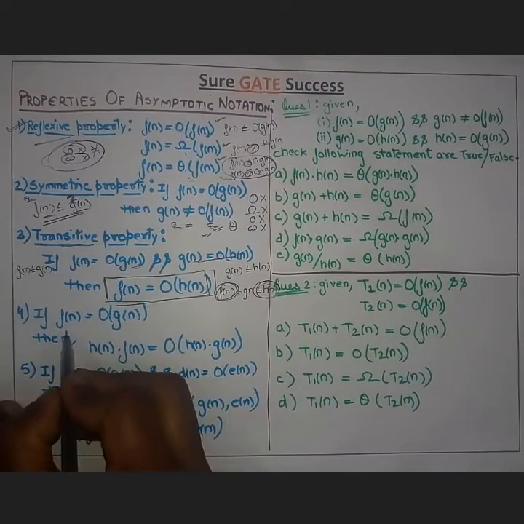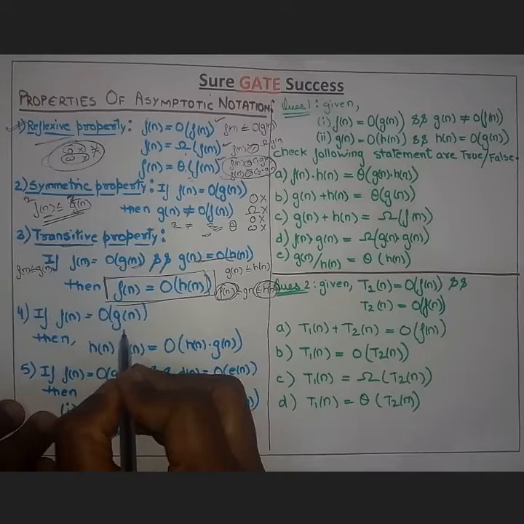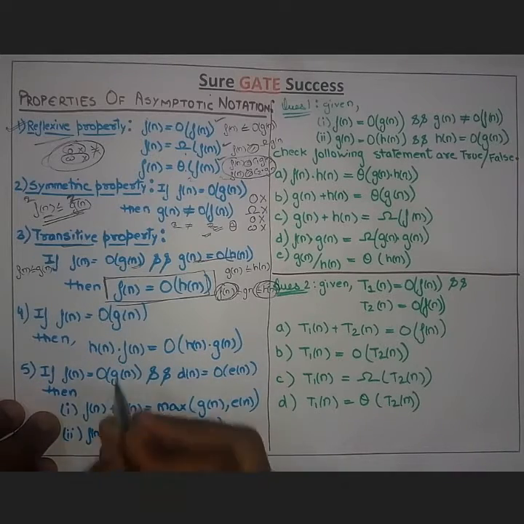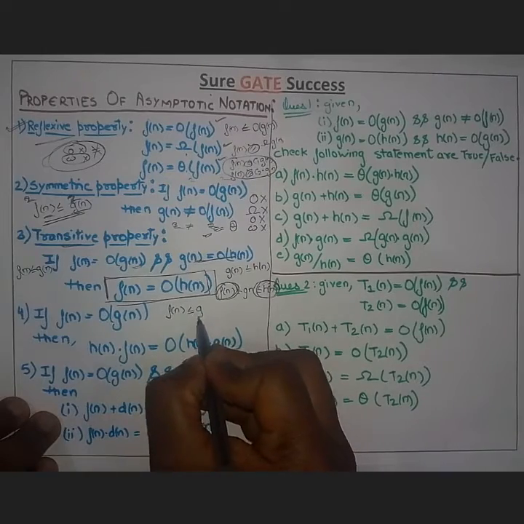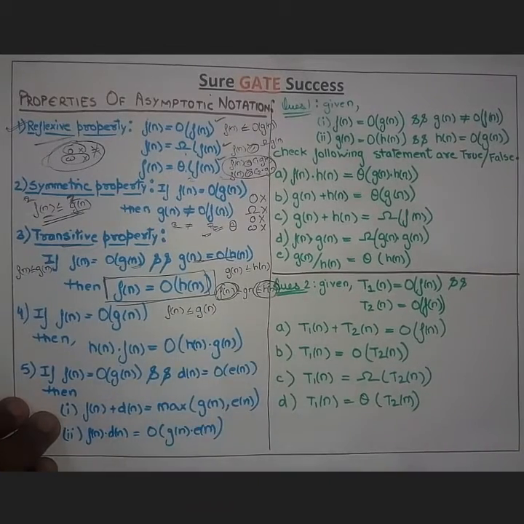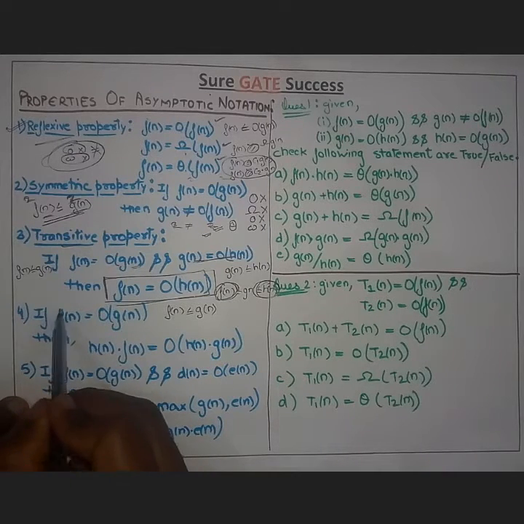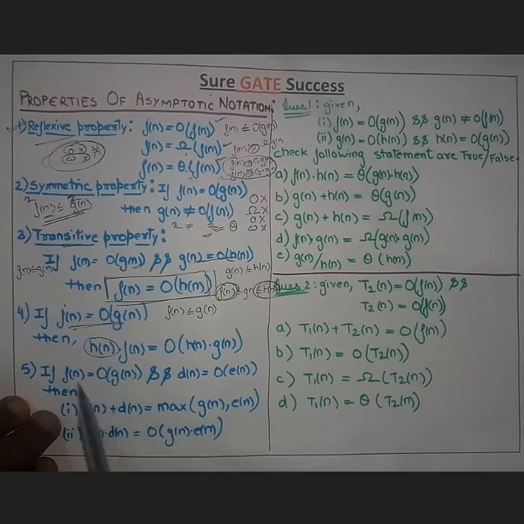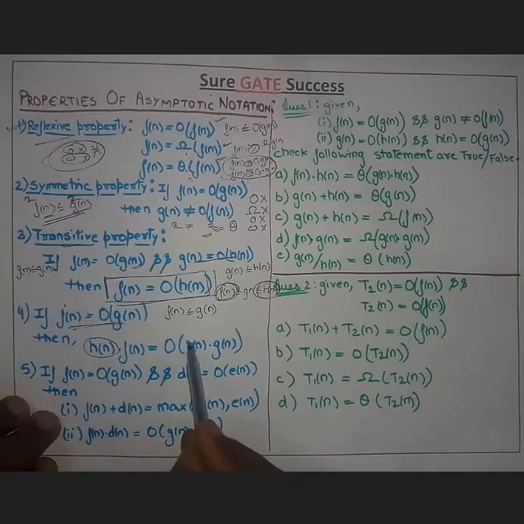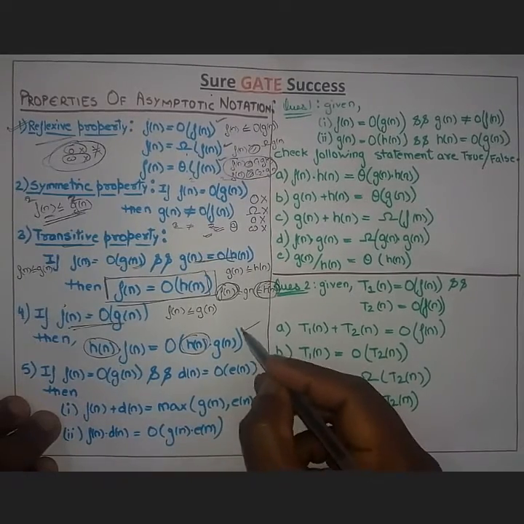The fourth property is if f of n is big O of g of n, what we have is f of n is smaller than or equal to g of n. If we multiply f of n with h of n, any other function, then we also have to multiply the same into the right hand side. We have this equation but we are multiplying with h of n, so we have to multiply with h of n on both sides, then this will be right.